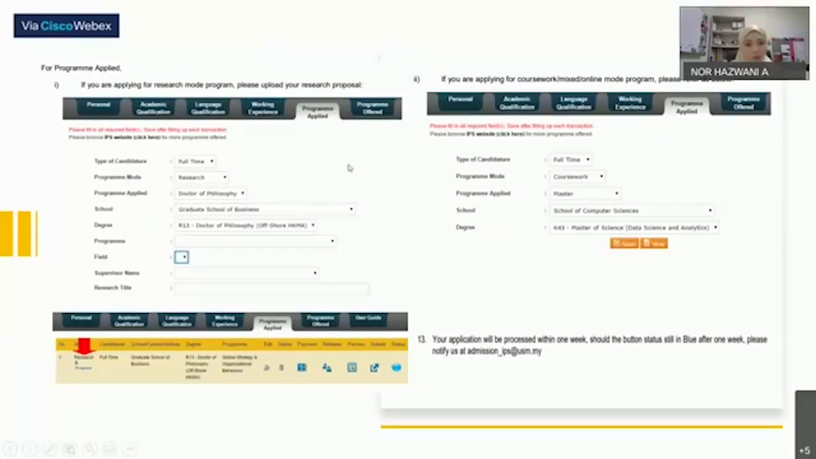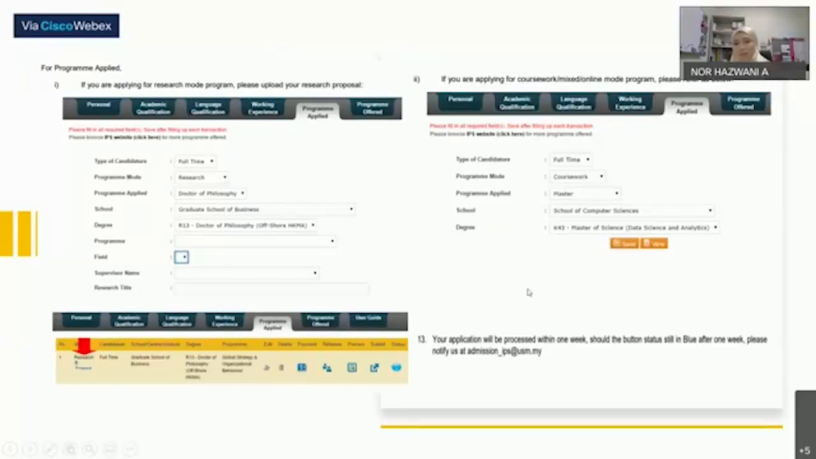But for this one, you can just ignore the first part because this is for the research mode program. You can simply go to the second one, which is for the coursework or mixed or online mode. Type of candidature is full-time, program mode is mixed mode, program applied is master, school is AMDI. This program is under the Advanced Medical and Dental Institute, or Institut Perubatan dan Pendidikan Termaju. The degree code is TMR, Master of Science in Medical Research. Your application will be processed within 1 week.